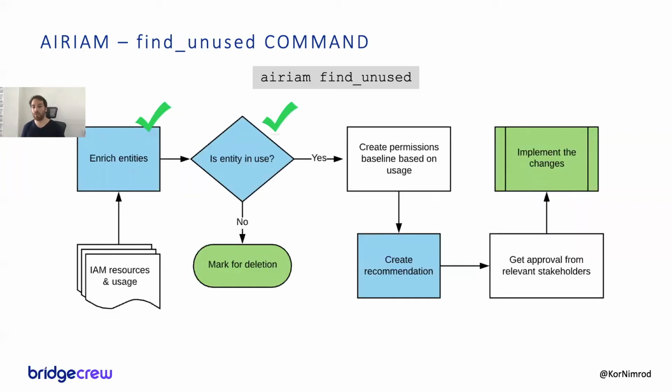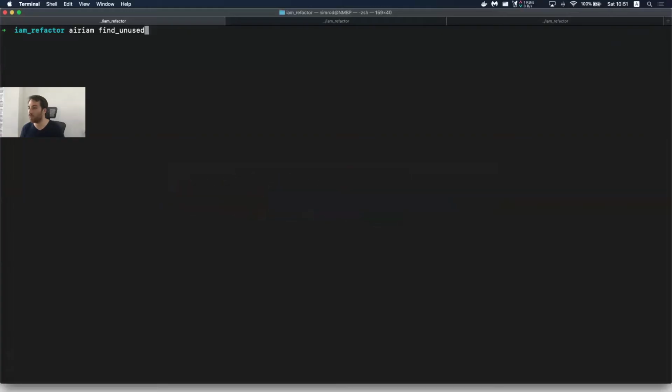The first command is called find unused, and the other two commands that we'll see soon will be built on top of it. This command scans your existing IAM configurations in your account, enriches the entities, and marks those that are unused as unused. Let's see it in action. So I'll open my terminal and I'll hit AIRIAM find unused. I'm in a new folder that hopefully doesn't have much.